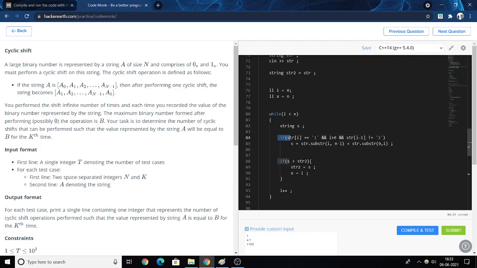So you see these two lines. I am trying out all the possibilities of S for which str of I is 1 and str of I minus 1 is not equal to 1. So for that I take the substring from I to n minus I and 0 to I. We take both the substrings and we compare them with our best answer.